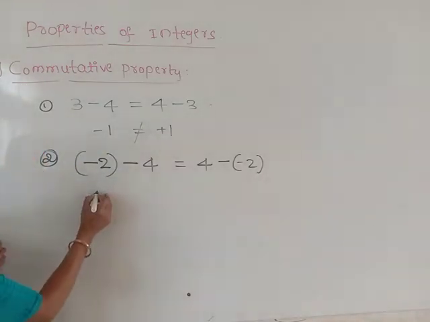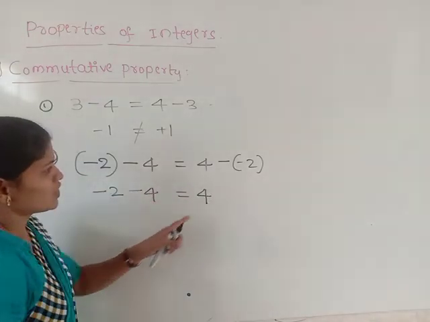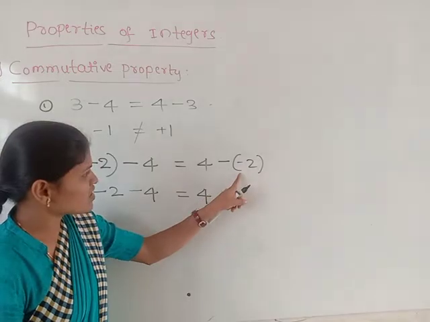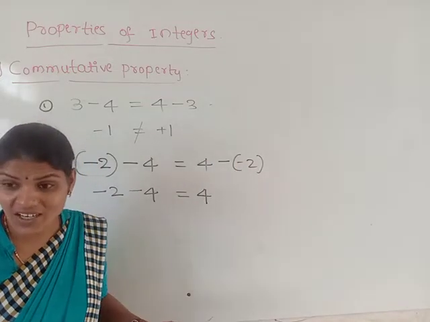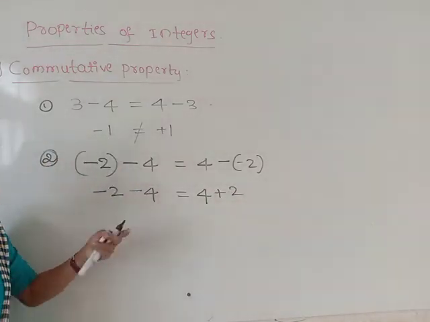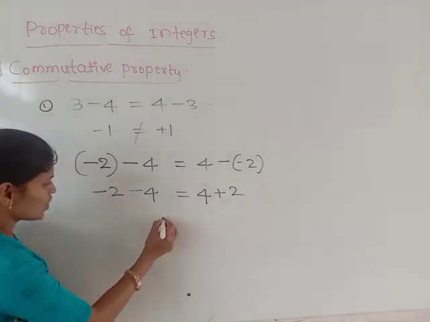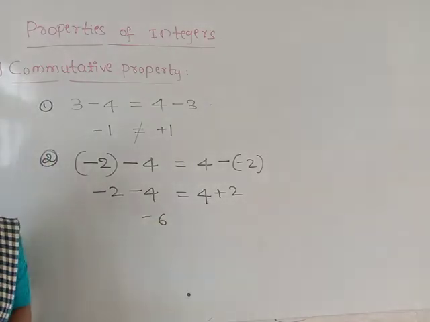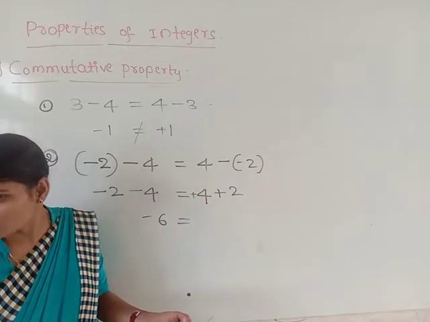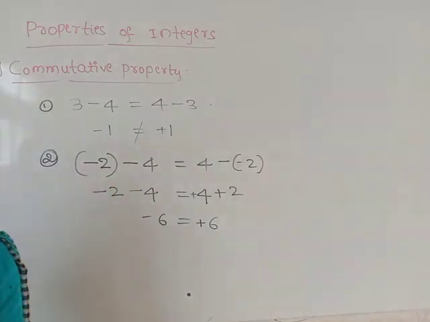Minus 2 minus 4 as it is, equal to 4 minus bracket minus 2. What is its meaning? Minus into minus is plus, so plus 2. Here both are negative integers, so we add them and keep the negative sign. 4 plus 2 is 6, both negative, so minus 6. Then here both are positive integers, so we add them and keep the positive sign. 4 plus 2 is 6, it is plus 6. It is minus 6. Are these two equal or different?